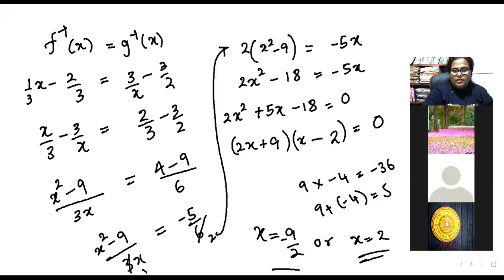Yes, Tanushan, you can use the calculator and directly put the answers for this one, right? And let me share the third question of this one.